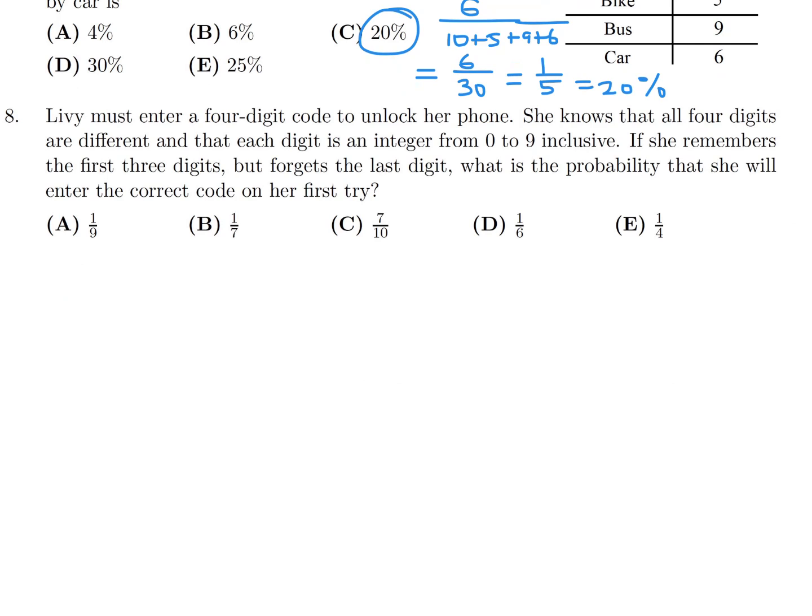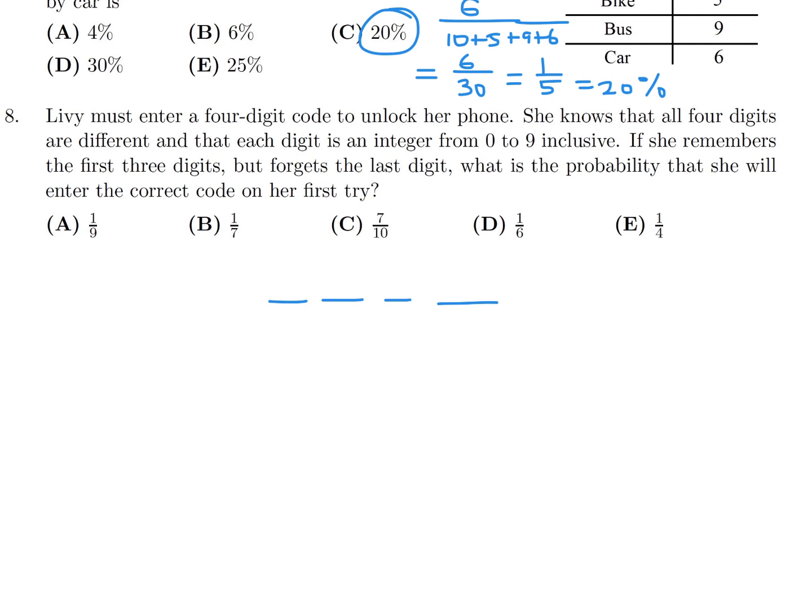Livy must enter a 4-digit code to unlock her phone. She knows that all 4 digits are different and that each digit is an integer from 0 to 9 inclusive. If she remembers the first 3 digits but forgets the last digit, what is the probability that she will enter the correct code on her first try?